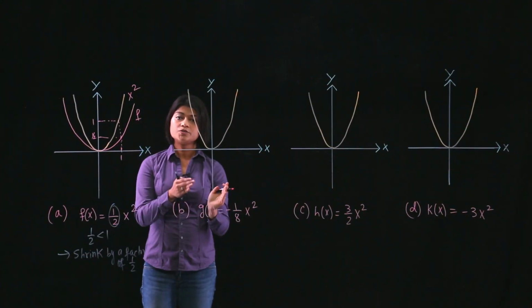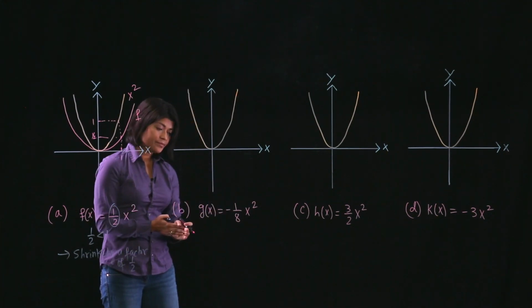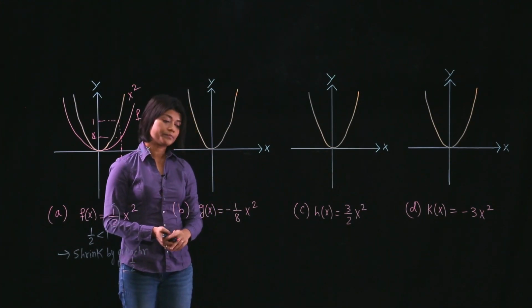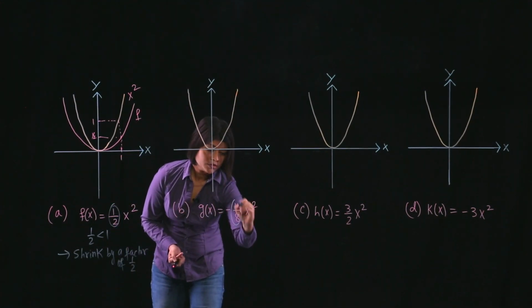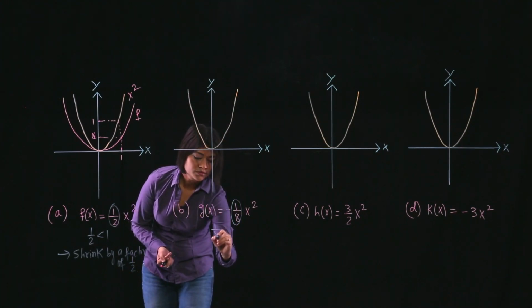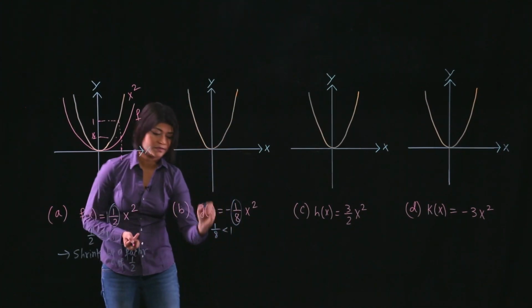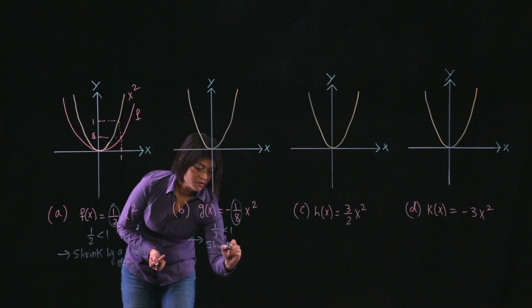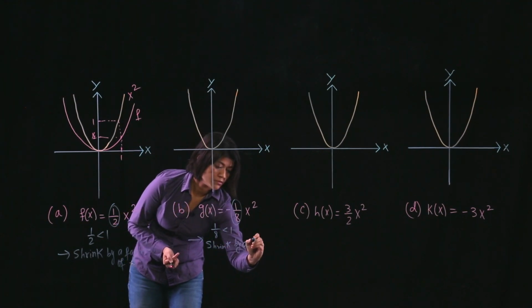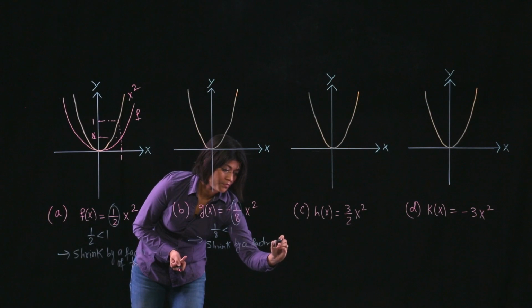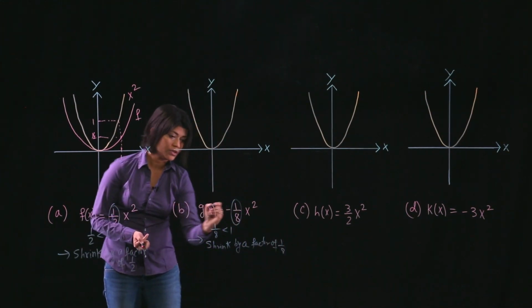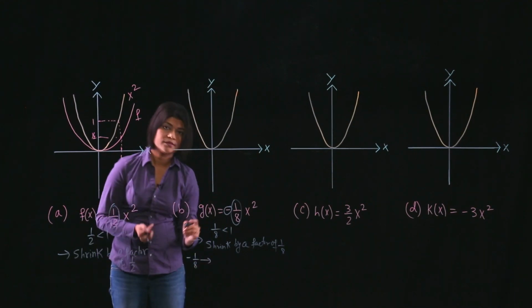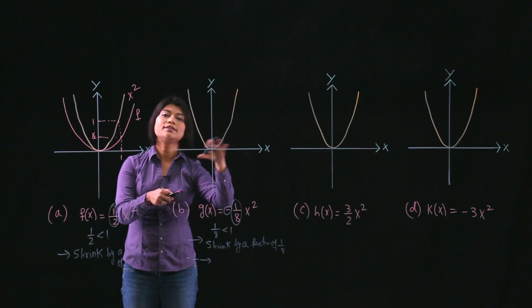Okay, let's move on to the next function. The next function is g, and the expression is -1/8 x squared. Note there is a constant 1/8 and it is less than 1, which means that the graph of g will shrink by a factor of 1/8. But also there is a negative sign, which means that this parabola will open downward.